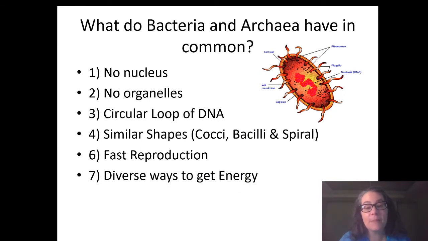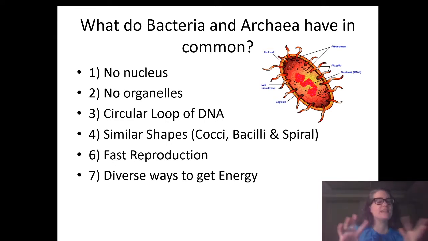There are some commonalities between them, or similarities. They both do not have true nuclei. They both don't have membrane-bound organelles. They often will have a circular loop of DNA rather than the linear chromosomes that we see in eukaryotic cells like our own. They have lots of shapes, so they can be round or boxy or spiral. They have very fast reproduction, so they can reproduce themselves in hours. And so that's very much a benefit often for these particular groups.